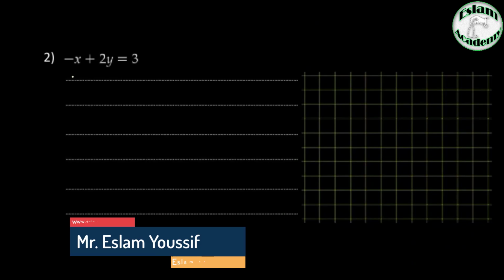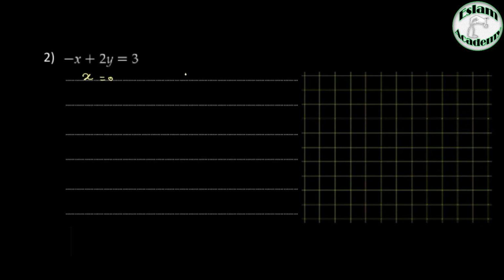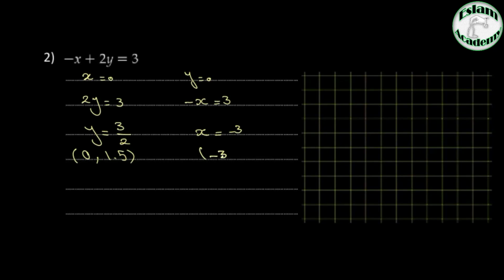Number 2. In the same way, we need to graph the equation using x-intercept and y-intercept. As we said in number 1, we will make x equal to 0 and y equal to 0. If x equals 0, it means 2y is equal to 3. If y equals 0, it means negative x is equal to 3. Now we need to solve. y is equal to 3 over 2. Then the ordered pair will be (0, 3/2), which is 1.5. Negative x equals 3, it means x is equal to negative 3. Then the ordered pair will be (-3, 0).